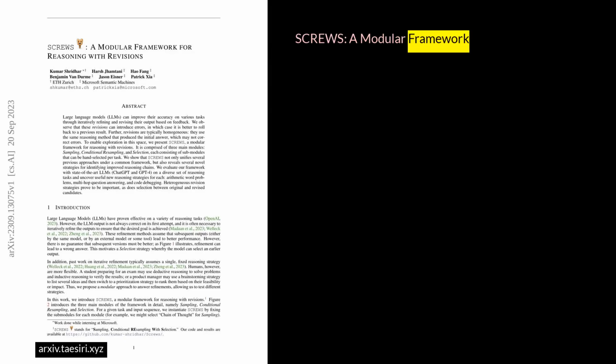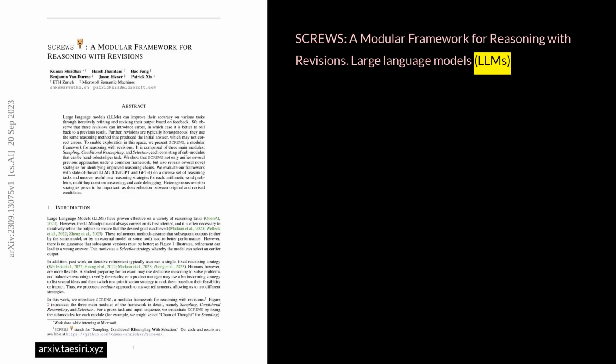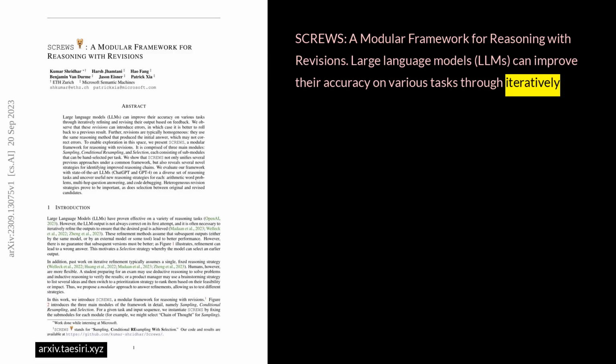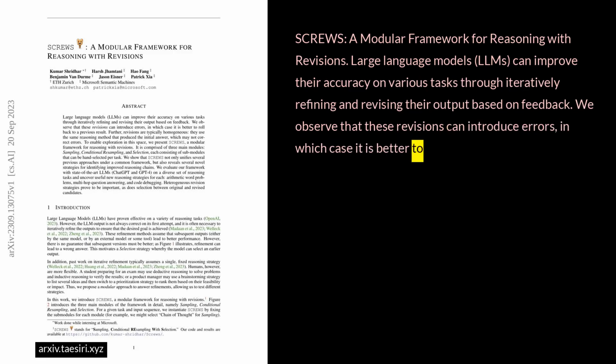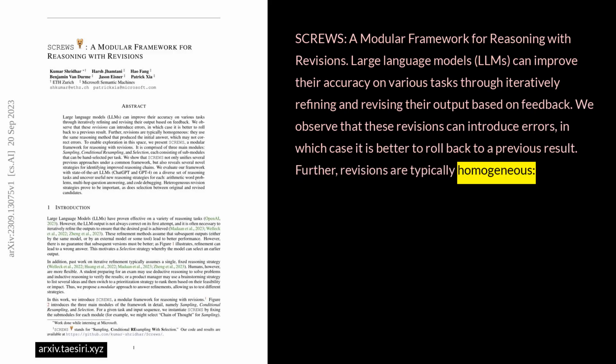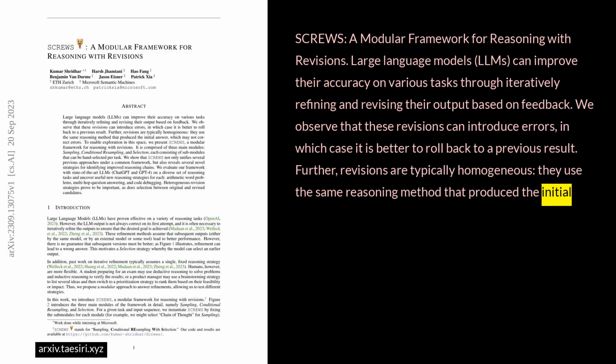SCREWS, a modular framework for reasoning with revisions. Large language models, LLMs, can improve their accuracy on various tasks through iteratively refining and revising their output based on feedback. We observe that these revisions can introduce errors, in which case it is better to roll back to a previous result. Further, revisions are typically homogeneous. They use the same reasoning method that produced the initial answer, which may not correct errors.